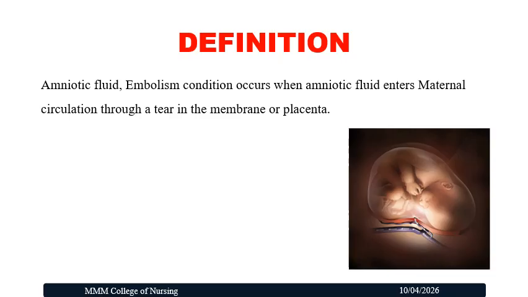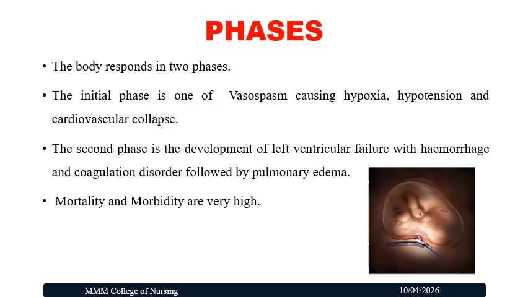Definition. Amniotic fluid embolism occurs when amniotic fluid enters the maternal circulation through a tear in the membrane or in the placenta. Phases. There are two phases. The first phase is the initial phase. It occurs due to vasospasm causing hypoxia, hypotension and cardiovascular collapse. Thereafter, it is followed by the second phase, developing left ventricular failure with hemorrhage and coagulation disorder, followed by pulmonary edema, which can lead to maternal mortality and morbidity.